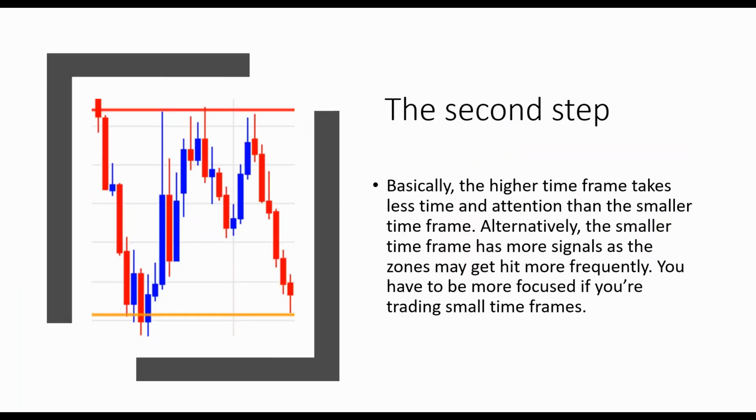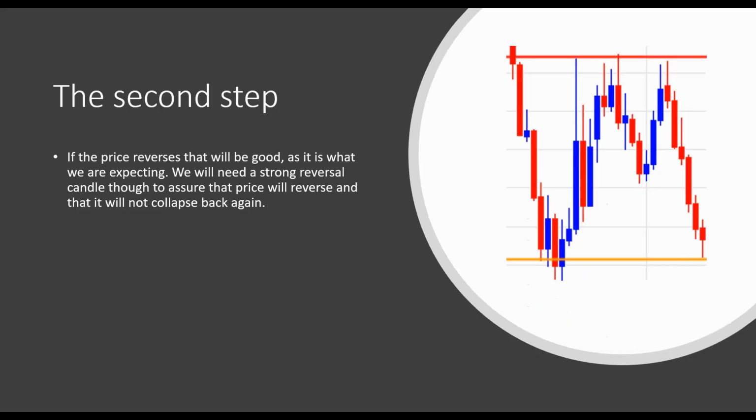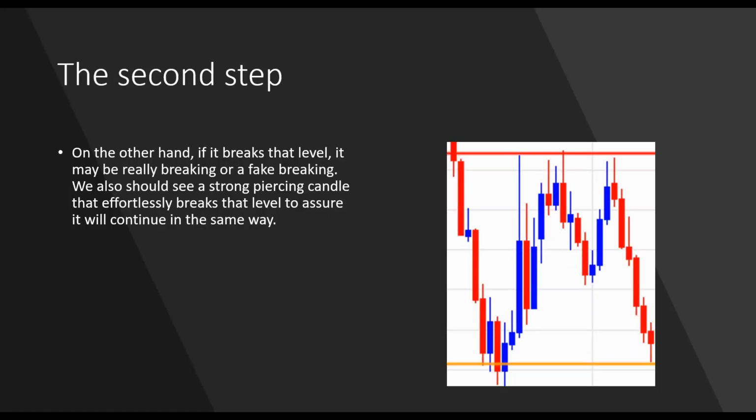So basically, the higher time frame takes less time and attention than the smaller time frame. Alternatively, the smaller time frame gives more signals as the zones get hit more frequently. Like I said, in our type of trading, we want to stay at the 30-minute time frame. So if the price reverses, that will be good. As what we are expecting, we need a strong reversal candle to assure us that the price has reversed and will not collapse back in.